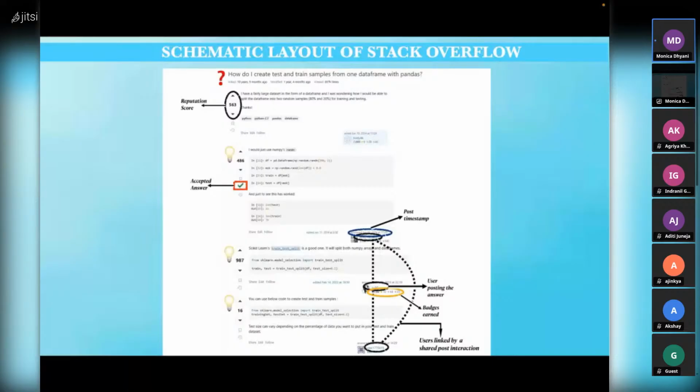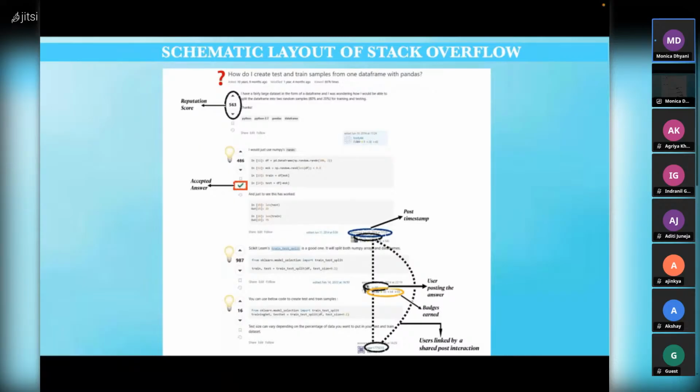So at the top is the question post that you can see, which is labeled with different tags. So here we have 4 tags. And on the left hand side can be seen the voting interface, where you can upvote or downvote as per whether the post is useful or not useful for you.